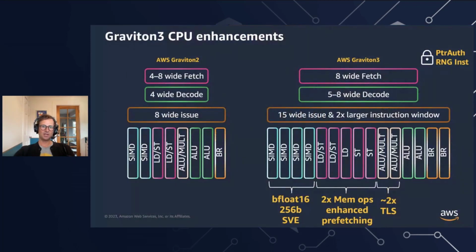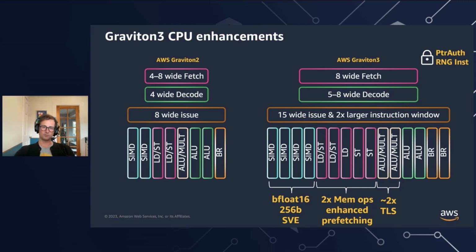First thing is we have two types of Graviton-based instances. The latest one is Graviton 3, the previous one is Graviton 2, and there are a couple of differences between the two. We've made Graviton 3 a little bit wider in terms of how it fetches and decodes the instructions, so it can bring more instructions at every clock cycle, and it's also wider when executing the instruction set. So we moved from 8 wide issue units to 15 wide issue with a larger instruction window.